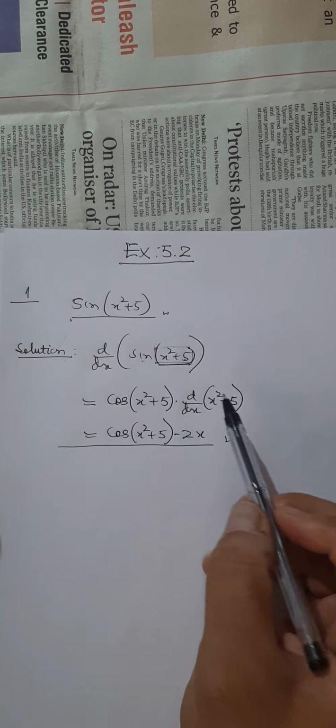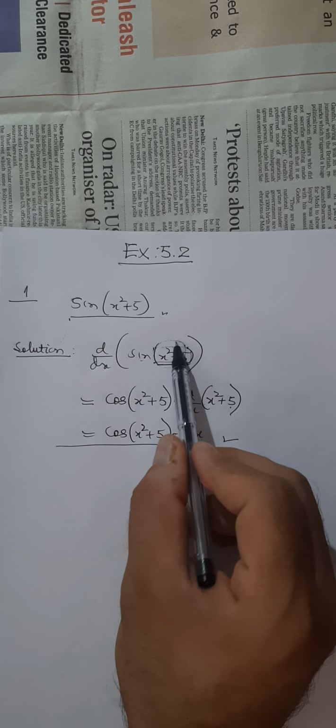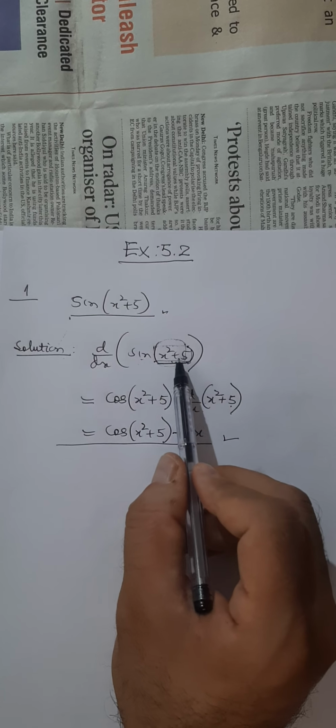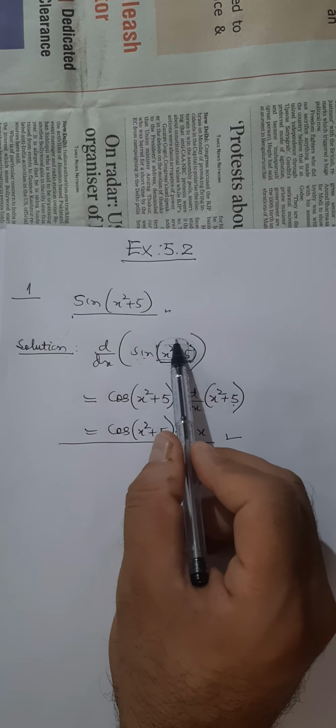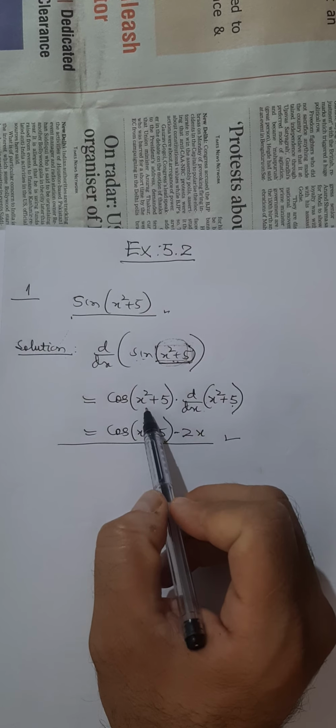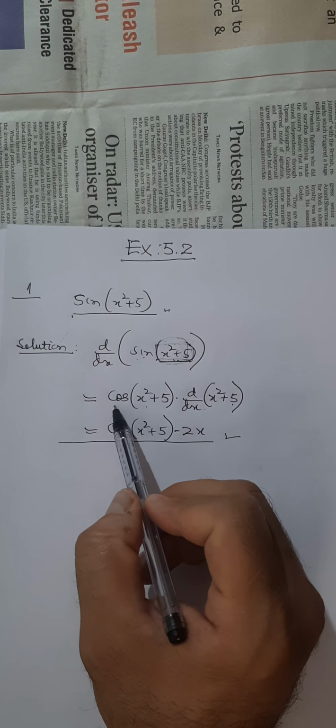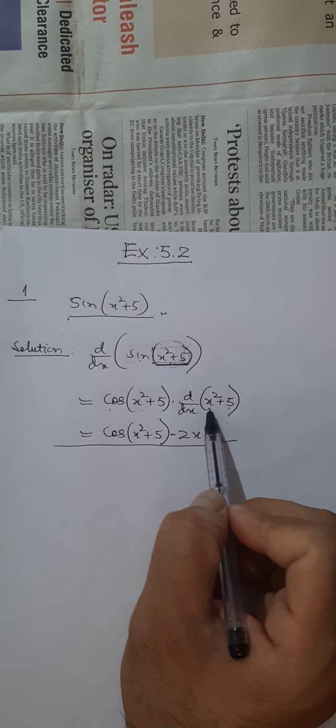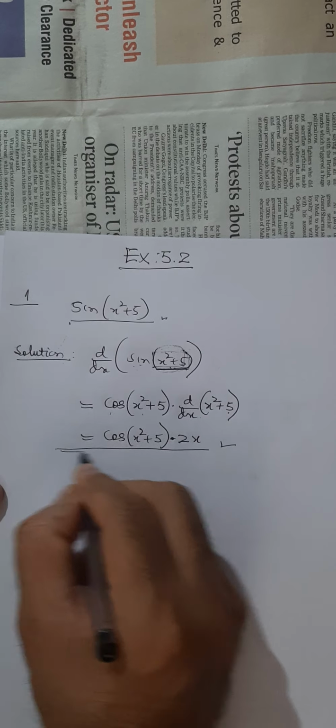Right? You have used the chain rule. You imagine this is x. There's a composition of two functions, sine and x squared, remember. So sine of this one as it is, derivative of sine is cos, into by chain rule the derivative of this inner function, which is x squared plus 5. So this is your final answer.